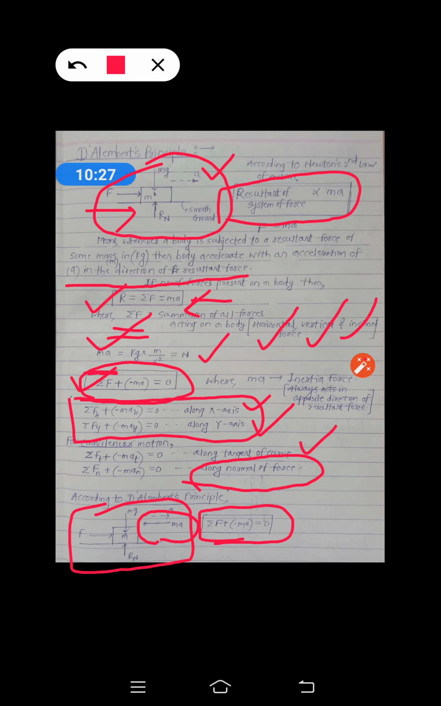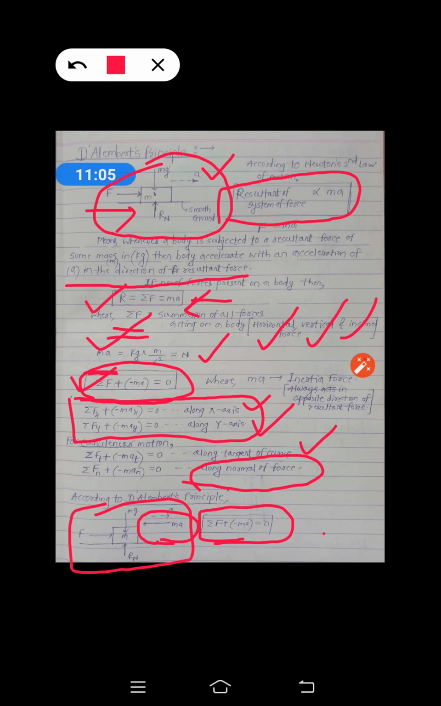So this is the basic difference between D'Alembert's principle and Newton's second law of motion. In Newton's second law of motion, this ma term is on the LHS and summation of F is on the RHS. But here in D'Alembert's principle, this ma term we take on the other side, so that the sign for ma is negative. So this is according to D'Alembert's principle, and this ma is nothing but inertia force.